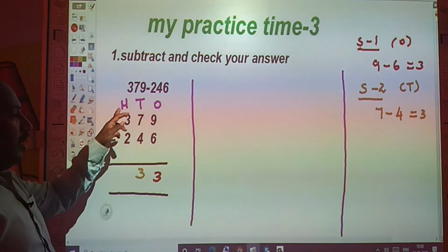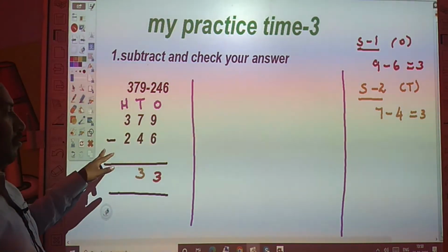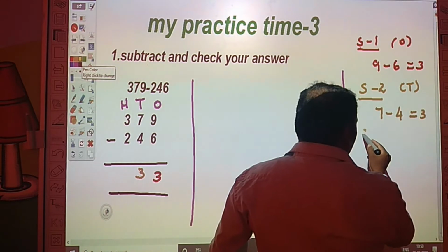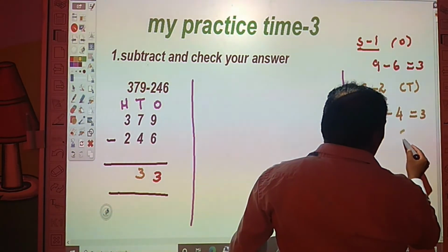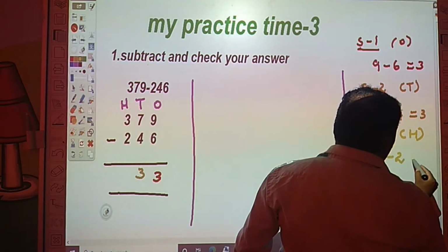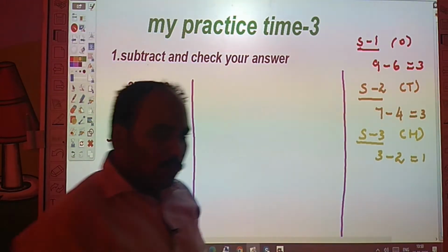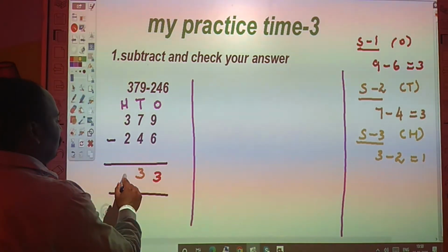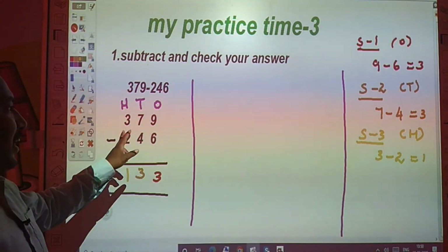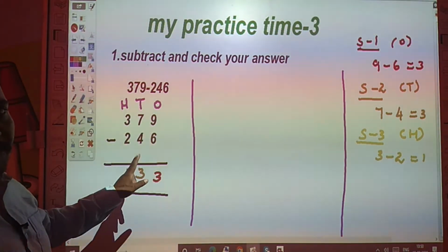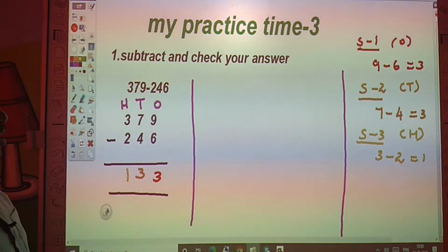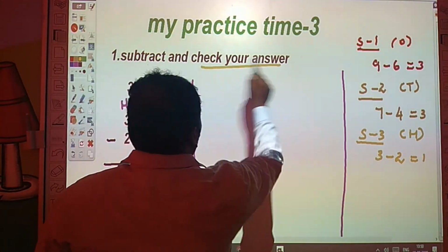Next we go to the hundreds place. Step 3. 3 minus 2 is equal to 1. So our answer is 133. 379 minus 246 is equal to 133. Next we want to check our answer.